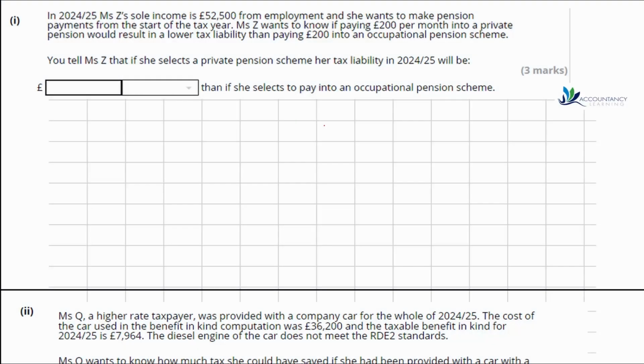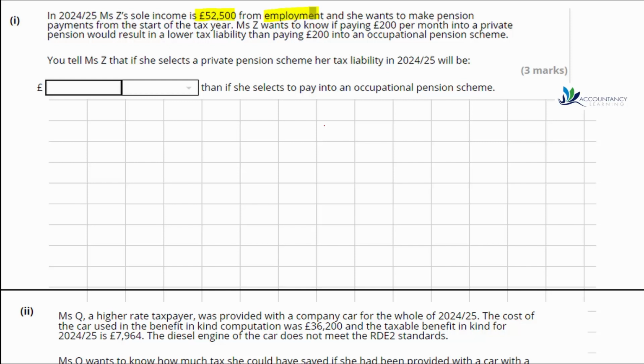This is task 6 from the first sample assessment for personal tax. So task 6 tests tax planning. If you look at part 1, in 24-25, Miss Z's sole income is $52,500 from employment, and she wants to make pension payments from the start of the tax year.